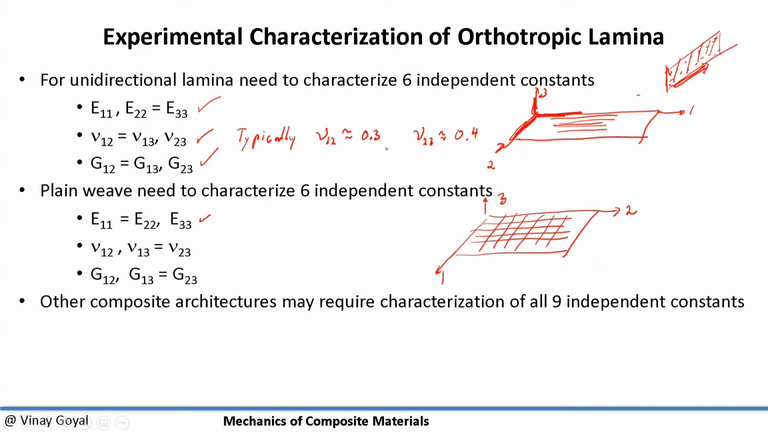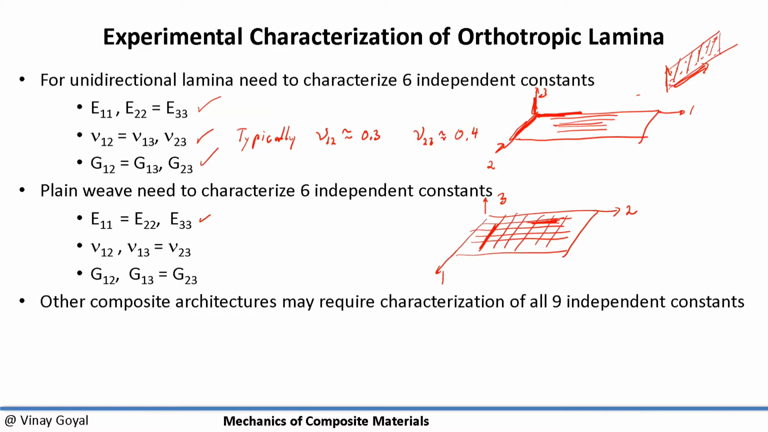We also have, in this case, nu 1,2. If I pull on the fiber, I'm measuring along the fiber again, because if I pull in the one direction, I'm measuring the contraction in the two direction. Now, since I have fibers in both directions, I'd expect nu 1,2 to be different from nu 1,3 and nu 2,3. Why is that?